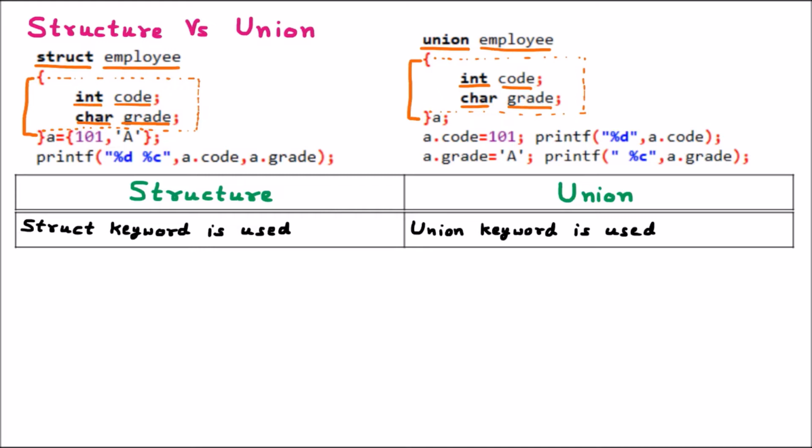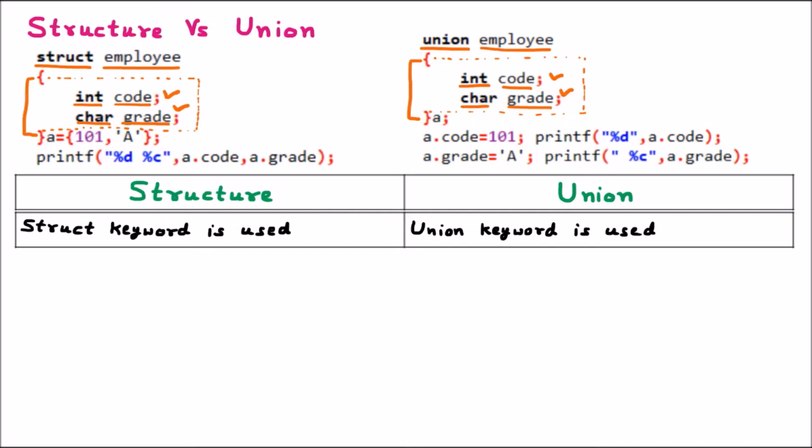So in the structure and union, we have the same syntax and we can have different data types. Just like in the structure, we have int and character, in the union we have int and character. So structure and union both are user defined data types, because it is the wish of the user which data type to take. So they both are user defined data types and they can contain different data types.